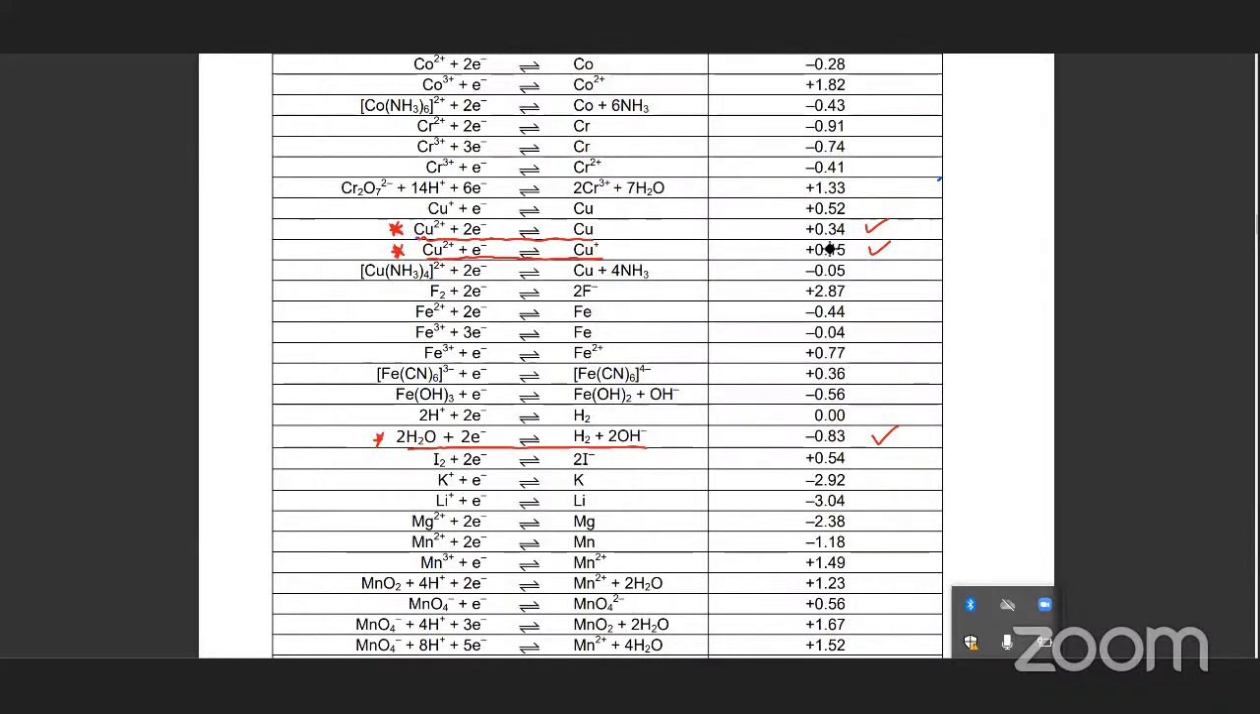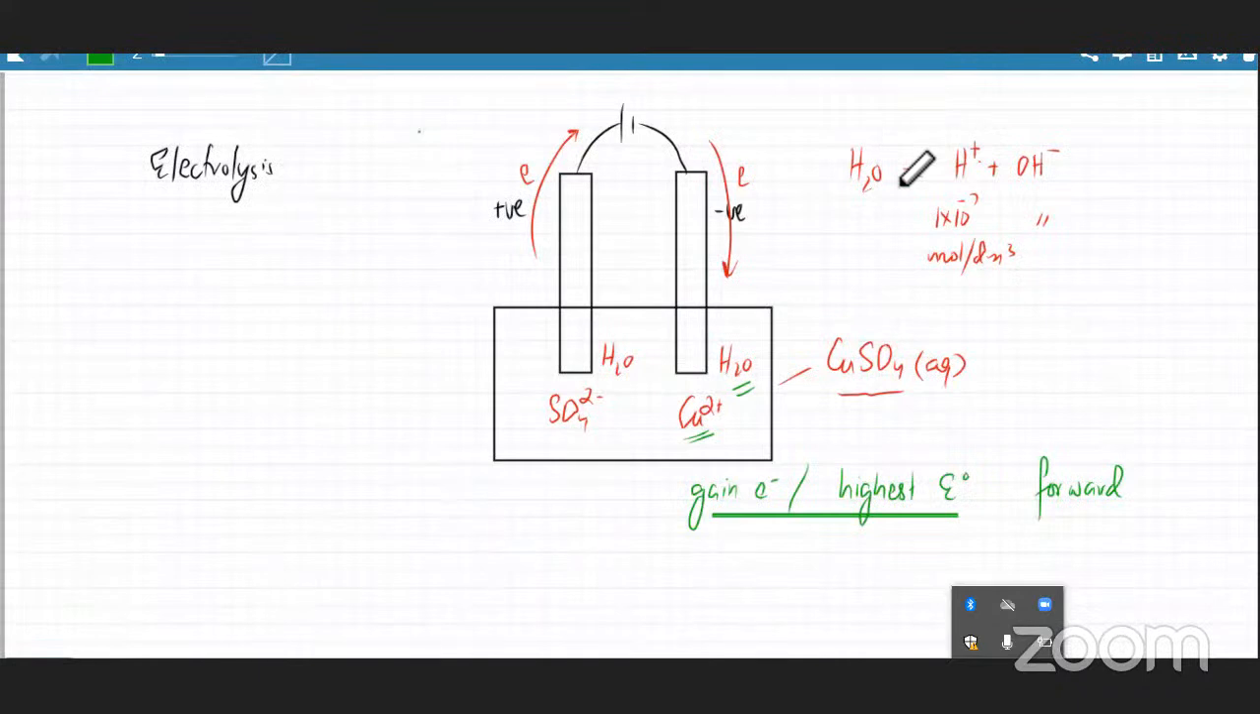That is the one that has the highest E naught. So it's going to be copper 2 plus, that would be depositing. Do all the working over here on the data sheet, and then over there just write the answer that it's copper 2 plus. It likes to gain 2 electrons to form copper. Why? Because it had the highest E naught, it had the highest tendency to gain electrons, which was 0.34 volts. Is this clear?